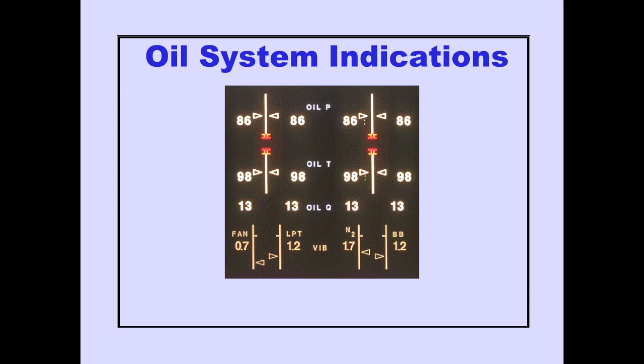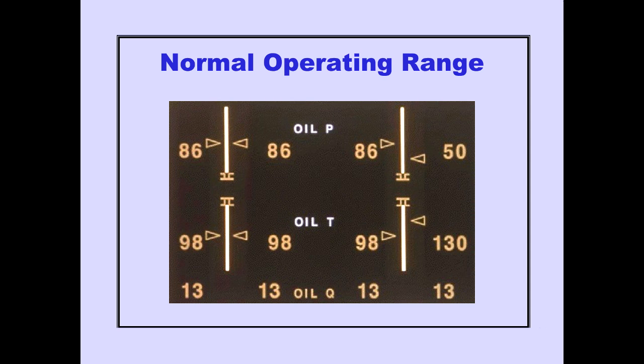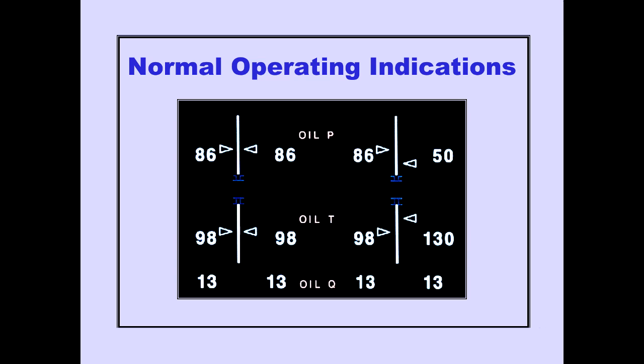Oil system indications are displayed on ICAS as part of secondary engine indications. Normal operating ranges are displayed in white. Normal oil pressure and oil temperature are displayed by white digital and vertical indicators. The digital indicators show numerical value, while the vertical indicators move to show relative value. Oil quantity is displayed only by digital indicators.